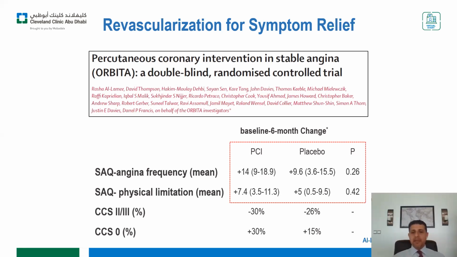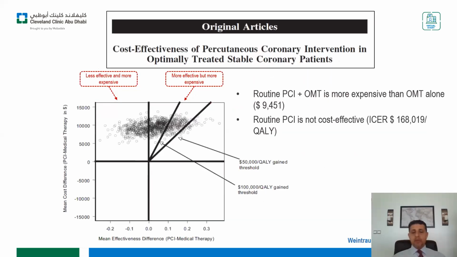Suggesting that the difference in quality of life might be related to placebo. The argument about cost effectiveness again doesn't hold true, and this cost effectiveness analysis from the COURAGE study shows that routine PCI is at best more effective but more expensive compared to routine medical therapy.